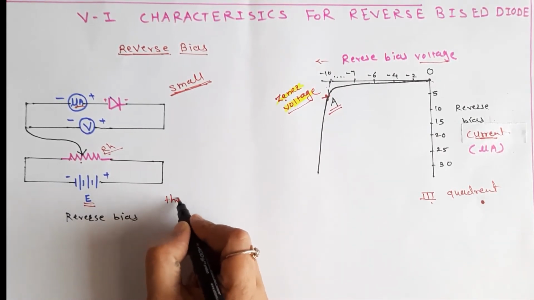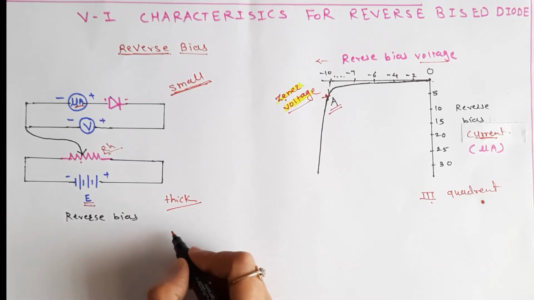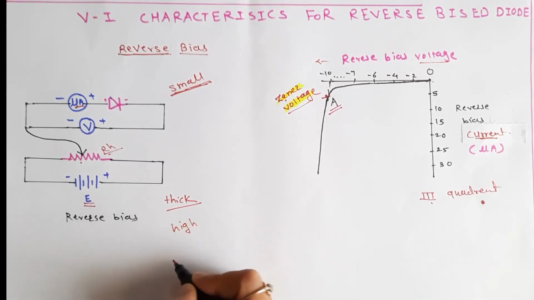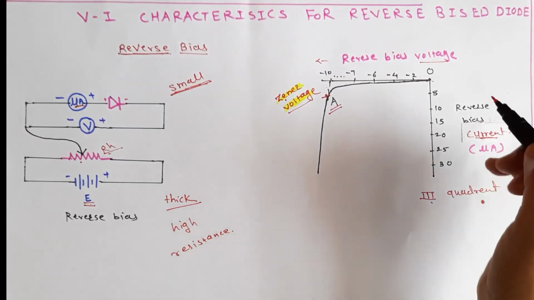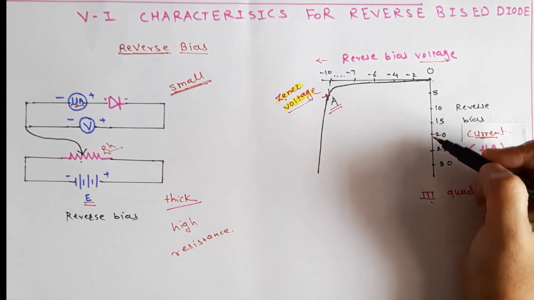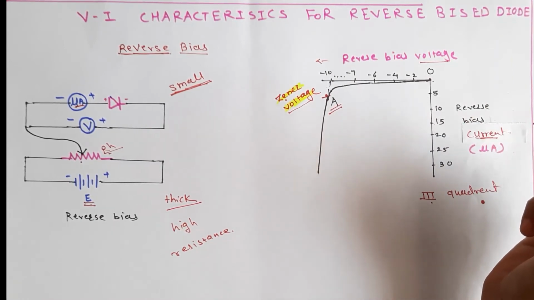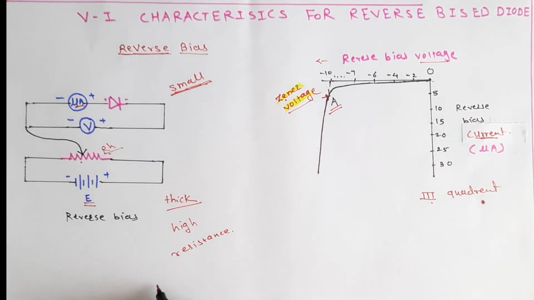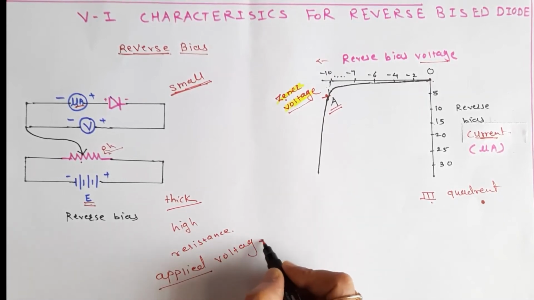Very thick depletion layer is obtained. Because of this, the PN junction offers a very high resistance. So that the Ohm's law is not obeyed in forward and reverse bias condition. So the resistance offered by the junction diode depends upon the applied voltage. It only depends upon the applied voltage.